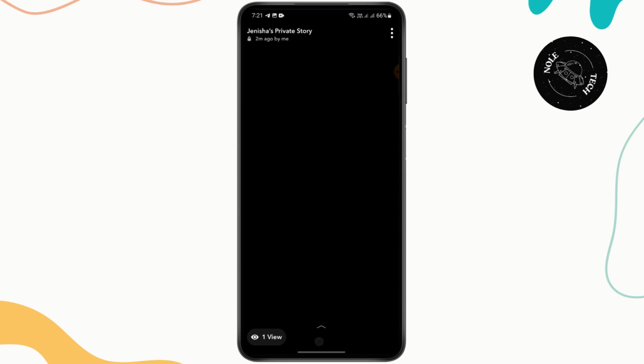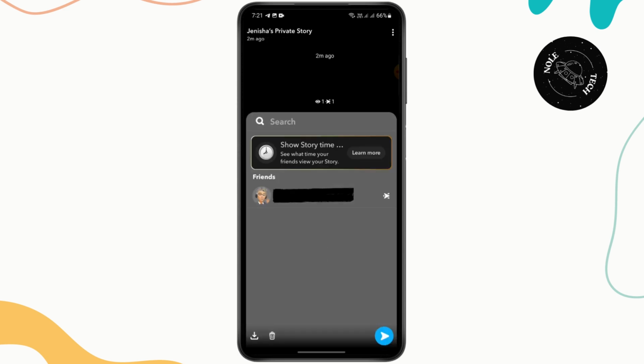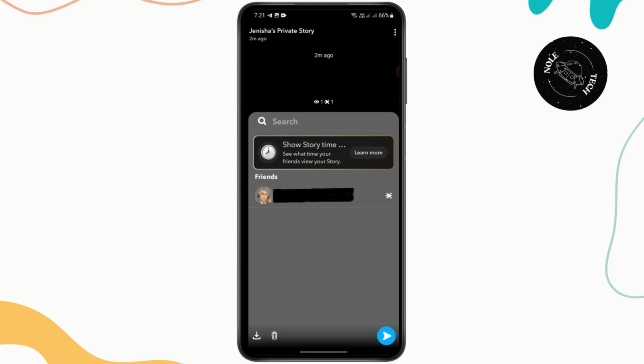And here, when you scroll up this, you should be able to see the people who have screenshotted your story. You can see the screenshot option right here at the side of the eye, which means someone has screenshotted your story. And you can see below the story, you can see this person here, and there is a screenshot at the side of the person's name. And that's how you basically know who has screenshotted your story on your Snapchat.